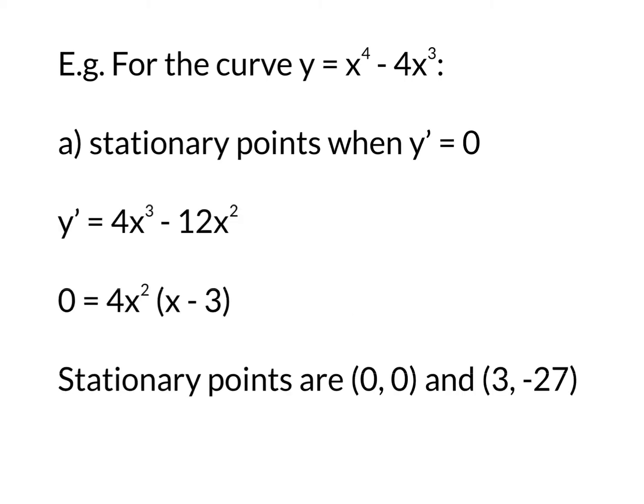So we know that stationary points occur when y dash equals 0. So to differentiate, you get 4x cubed minus 12x squared. Take out a common factor and let it equal 0. So therefore x is 0 and 3, and our stationary points are (0, 0) and (3, -27).